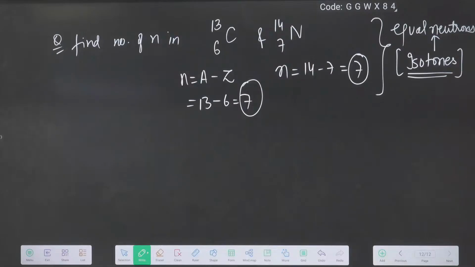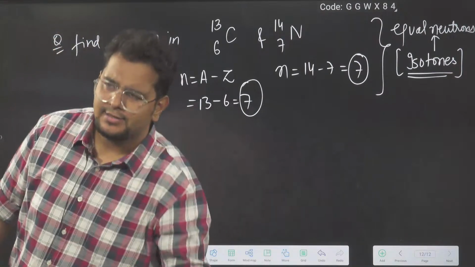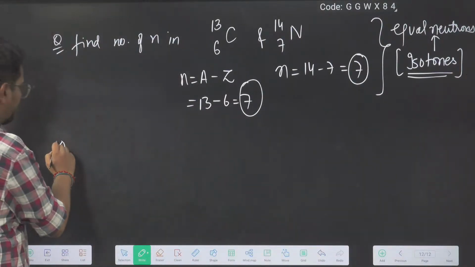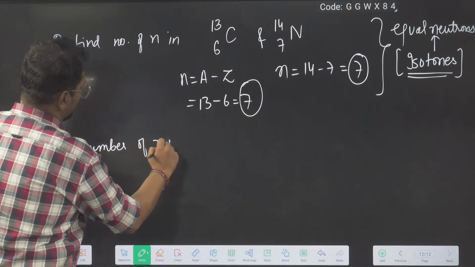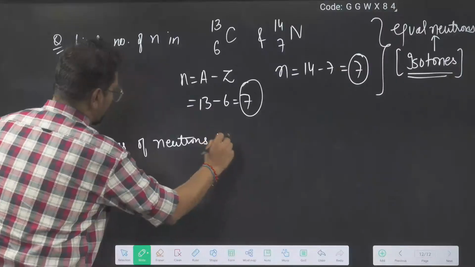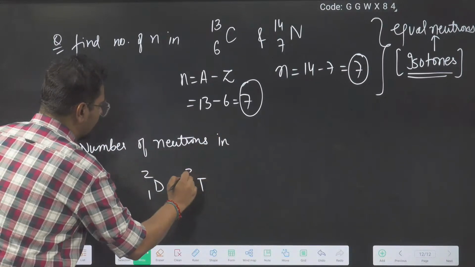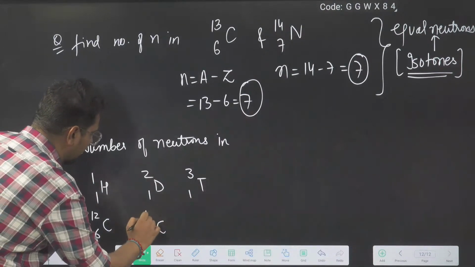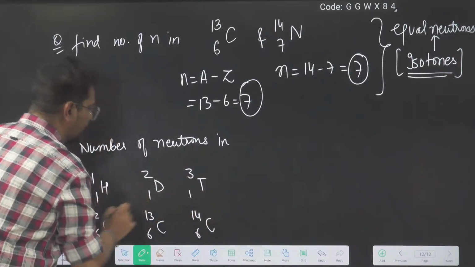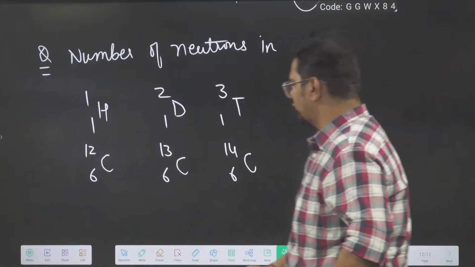Isotones means equal neutrons. Say bhai, clear or not clear? Finding neutrons, okay. Also understood the meaning of isotones: equal neutrons of two different elements. Isotones. Now find the number of neutrons in 1H1, 1D2, 1T3, 6C12, 6C13, 6C14. For all of them, find the number of neutrons.